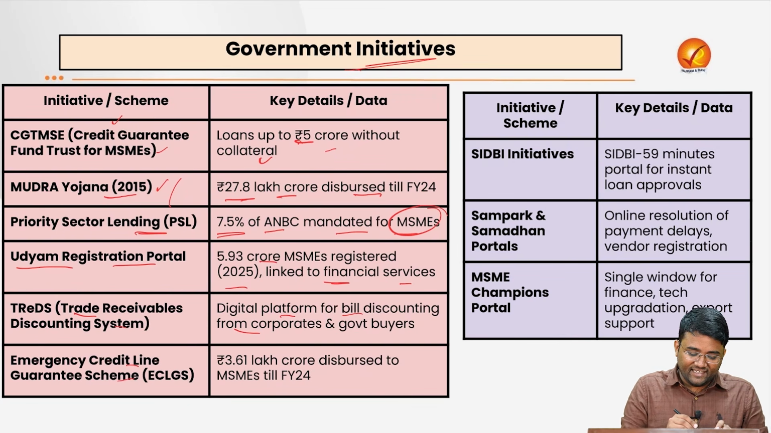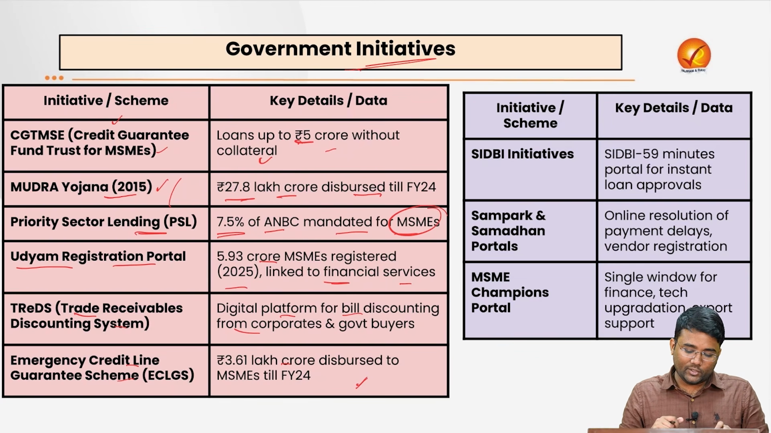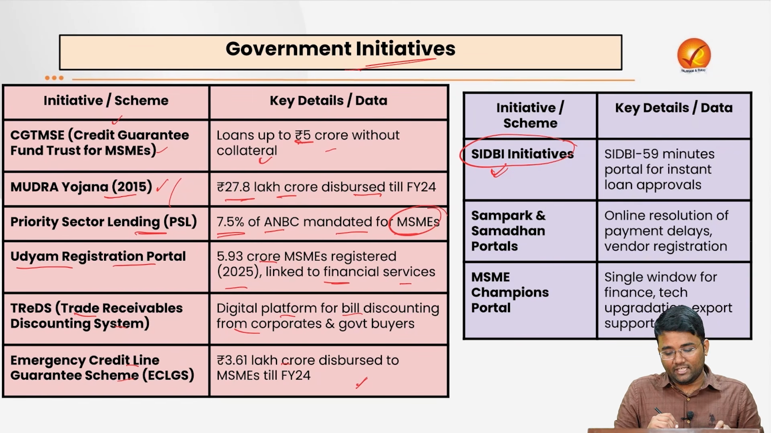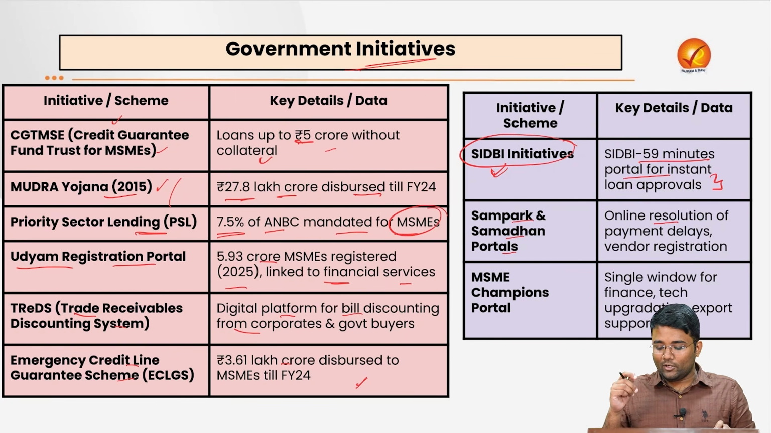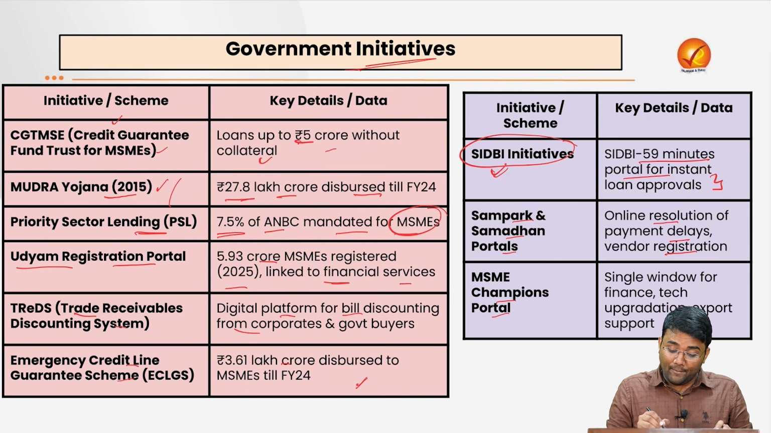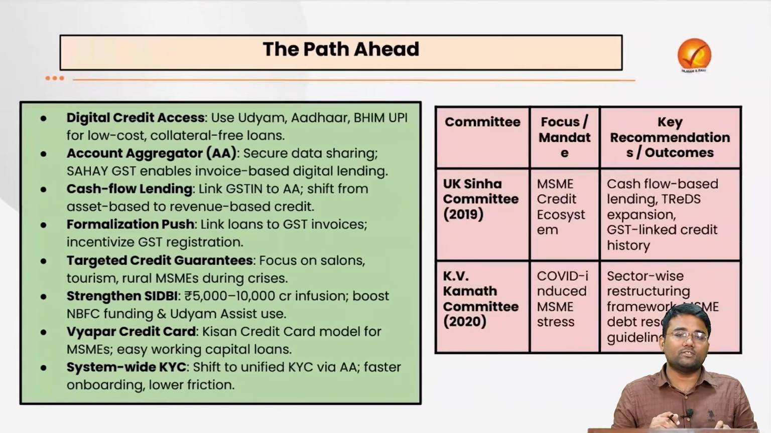And then the emergency credit line guarantee scheme, under which 3.61 lakh crore were disbursed to MSMEs till financial year 2024. Also, there were certain initiatives taken by SIDBI: the 59 minutes portal for instant loan approvals, the Sampark and Samadhan portals, which provide online resolution of payment delays, vendor registration, and the MSME Champions portal, which is a single window for finance, technology upgradation and export support.